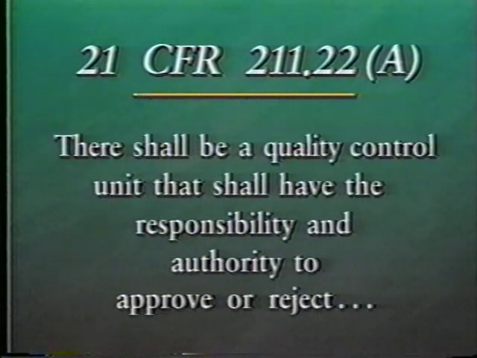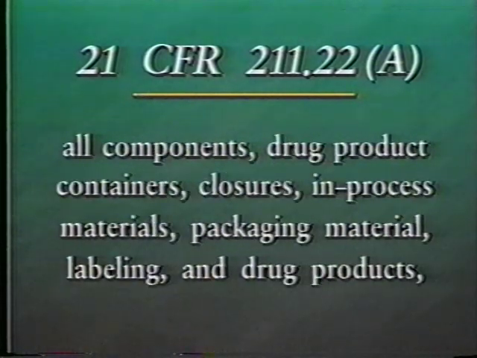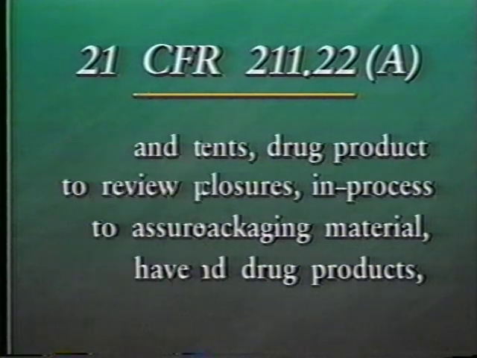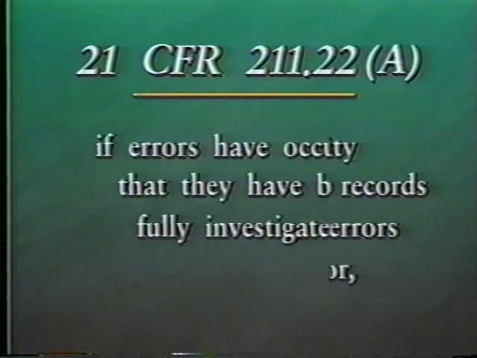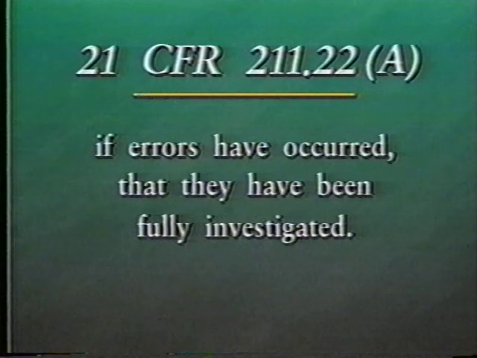Let's begin our discussion of quality assurance by looking at the Code of Federal Regulations, where the requirement for a quality assurance unit is indicated in the Good Manufacturing Practices for Pharmaceutical Products. 21 CFR 211.22(a) states, "There shall be a quality control unit that shall have the responsibility and authority to approve or reject all components, drug product containers, closures, in-process materials, packaging material, labeling, and drug products, and the authority to review production records to assure that no errors have occurred or, if errors have occurred, that they have been fully investigated."